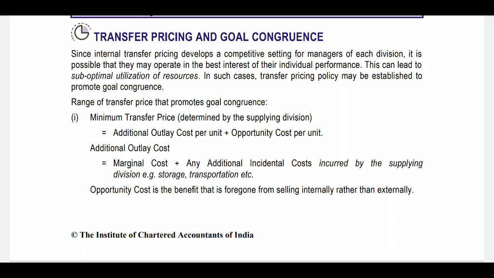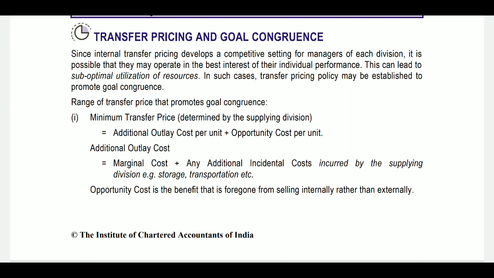In the case of transfer pricing, policy may be established to promote goal congruence, where we provide that range. For each division we will give the goal, and for that goal we will achieve congruence. For promoting goal congruence we have a range. They must sell or purchase within this range. What is the minimum transfer price? It is determined by the supplying division. That is, whatever additional outlay cost you have for sending this product to the internal division, plus what is your opportunity cost?